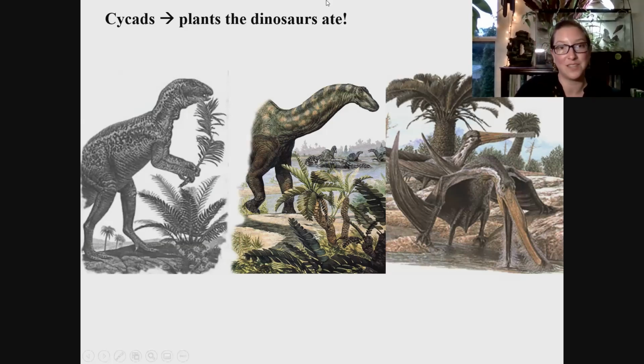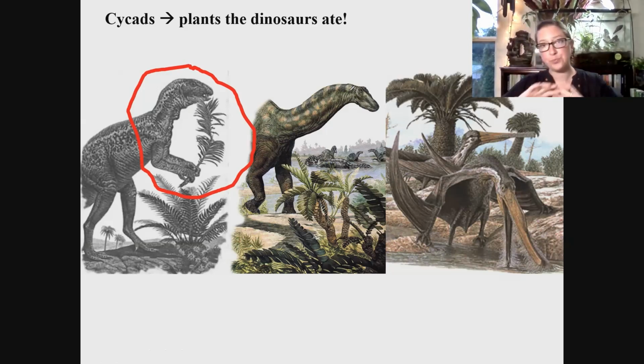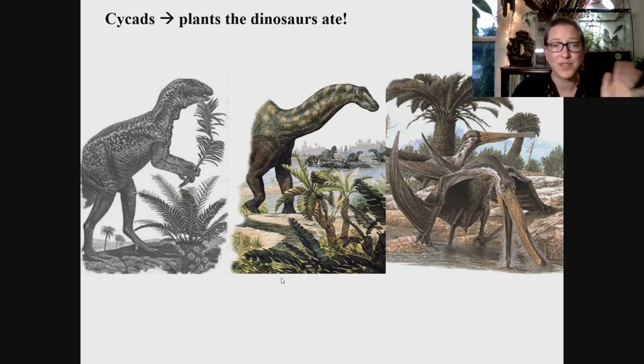And also, I cannot resist showing these old drawings, because they're just hilarious. Like, look at this little dinosaur eating the cycad. Like, oh yeah, like it tickles me. But yeah, a lot of times when you see drawings or reproductions of the Jurassic period, a lot of the plants you'll see in the background are ferns, but also cycads, and cycads make seeds, so dinosaurs would have eaten not only the leaves, but also the seeds. Yeah. Plants the dinosaurs ate. Cool.